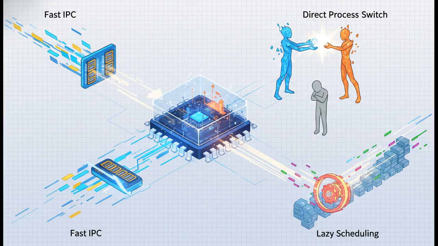So how'd they pull it off? I mean, it was through some absolutely brilliant optimizations. They figured out how to make that message passing process 10 times faster. They created a direct process switch to basically cut out the middleman. They treated performance not as some afterthought, but as the central goal of the entire design.